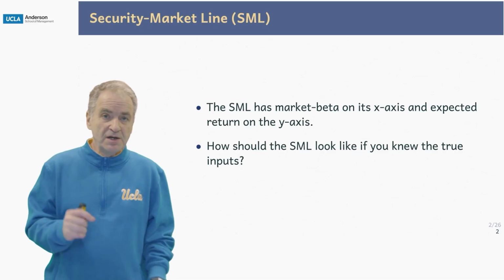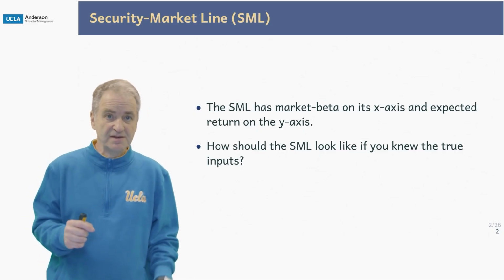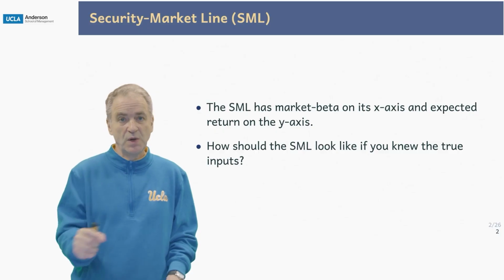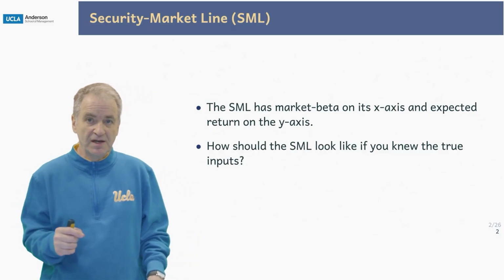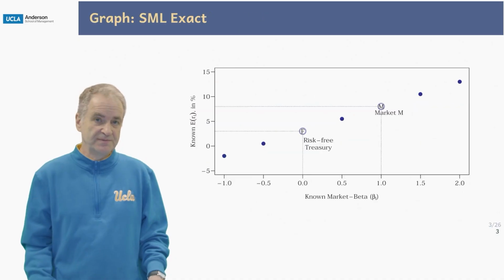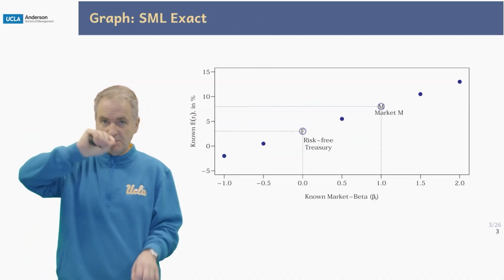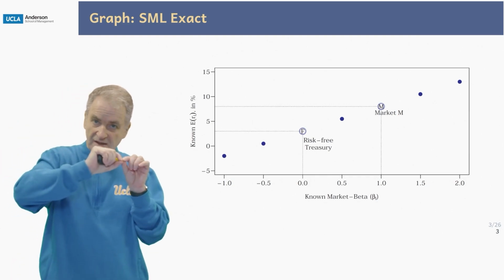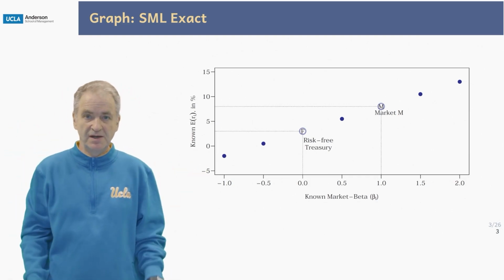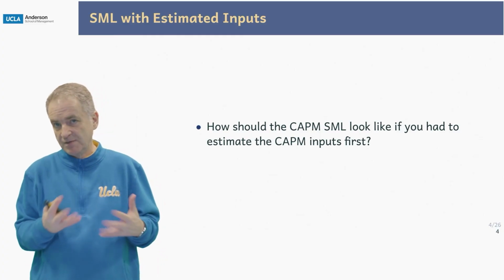The security market line, which we already have done, has the market beta on its x-axis and the expected rate of return on the y-axis. How should the security market line look if you knew the true inputs? Like this. For each one, they all march in unison like little ducks behind mama duck and would be a perfectly linear line.